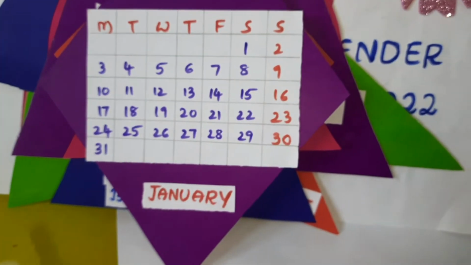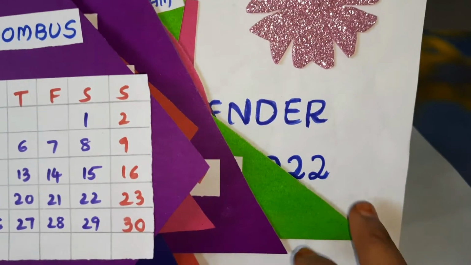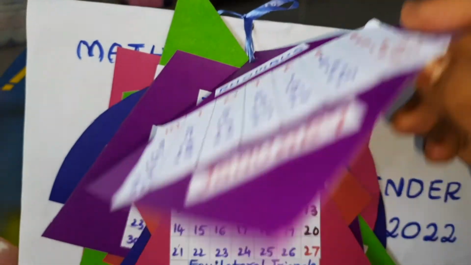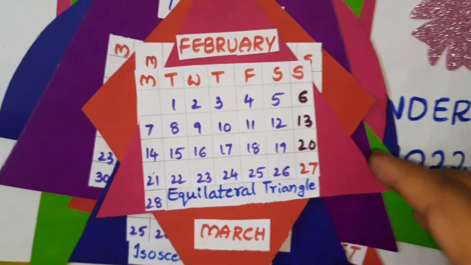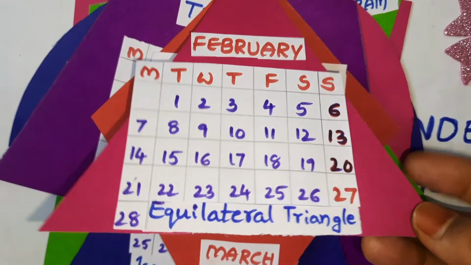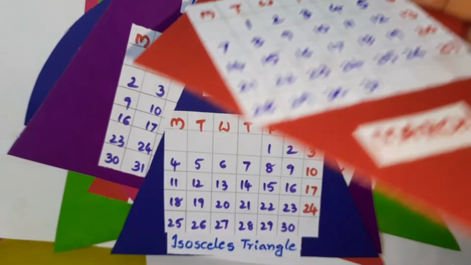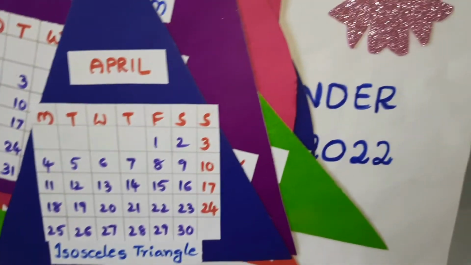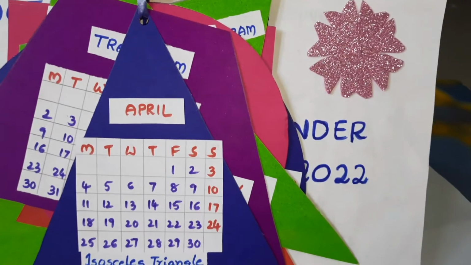Now see, this is the January 2022 calendar. And turn it, and next February, and then March. You can turn like this, whatever month you want. See how beautiful the calendar is.